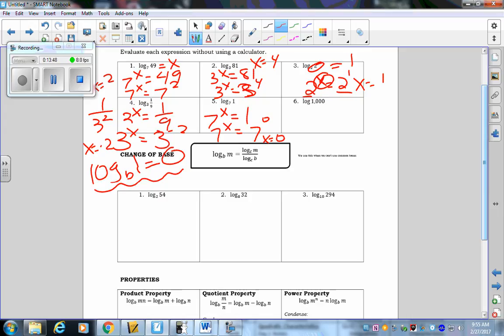And our last one, there is no number written, so that is our 10. Okay, so this is 10 to the x equals 1,000. That's going to be, and 1,000 is 10 cubed, so x equals 3.